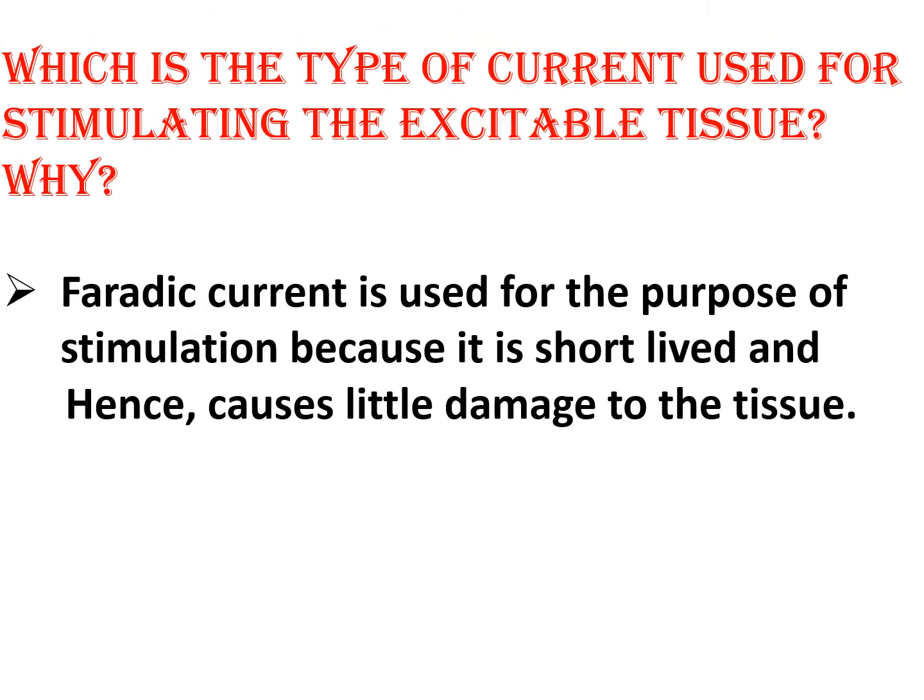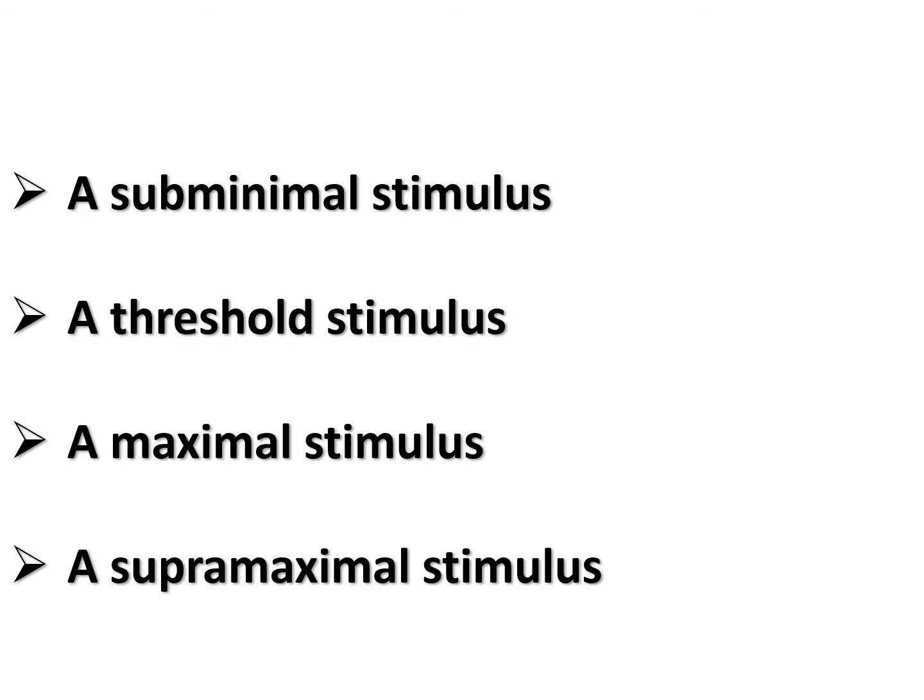Then the second question is: which type of current is used for stimulating the excitable tissue, and why? Faradic current is used for the purpose of stimulation because it is short-lived and so causes very little damage to the tissue. Galvanic current, on the other hand, is a continuous current and causes damage to the tissue.